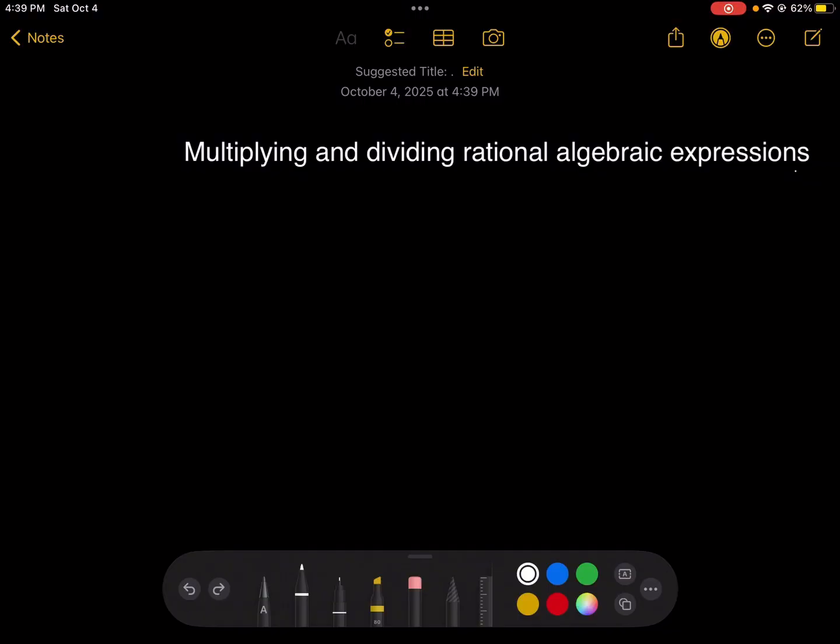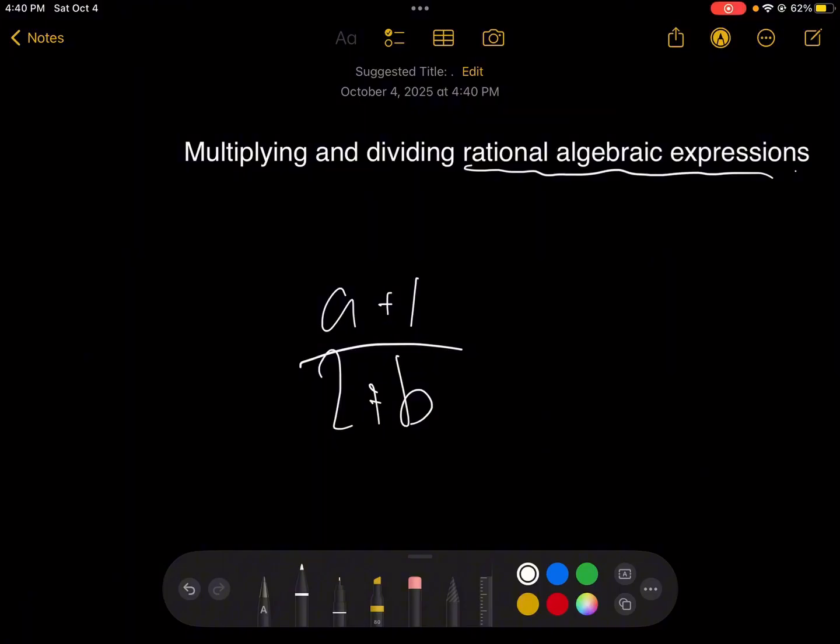Today I'm gonna explain to you how to multiply and divide rational algebraic expressions. Basically, rational algebraic expressions are two polynomials that are divided. So what are polynomials? Basically terms that are grouped together by a plus or minus sign, like a plus 1 and 2 plus b. That could be a rational algebraic expression. So now we know what it is. Now let's learn how to multiply and divide them.